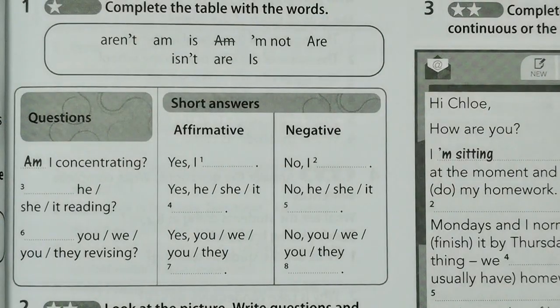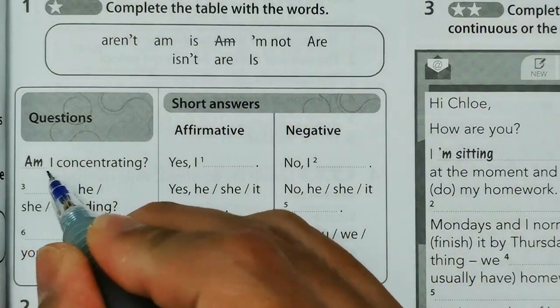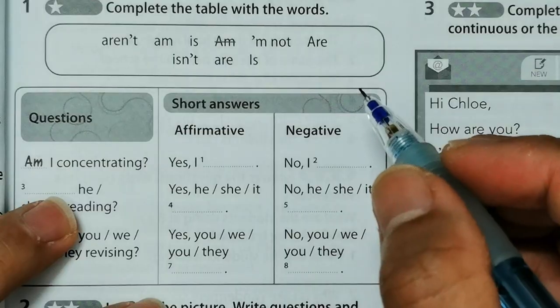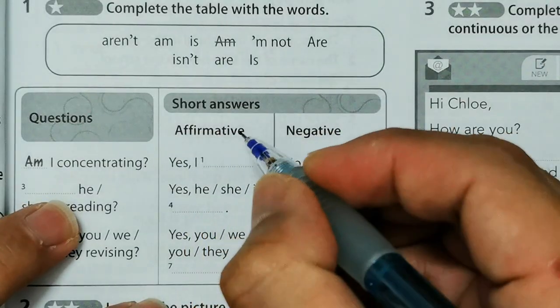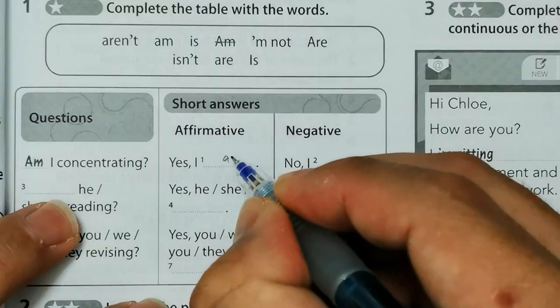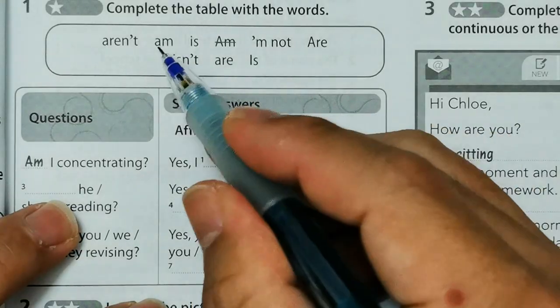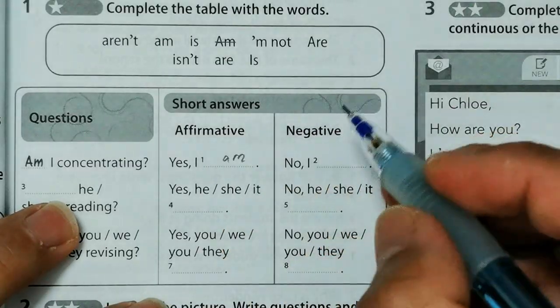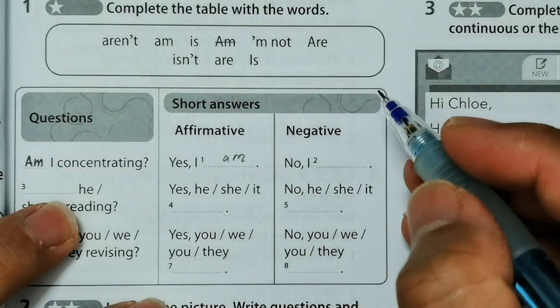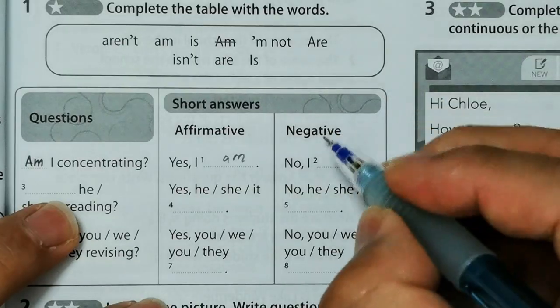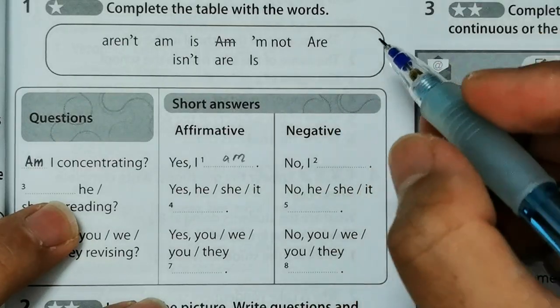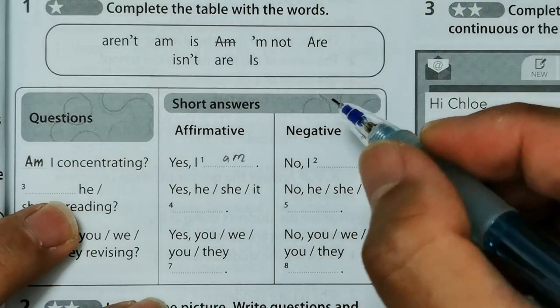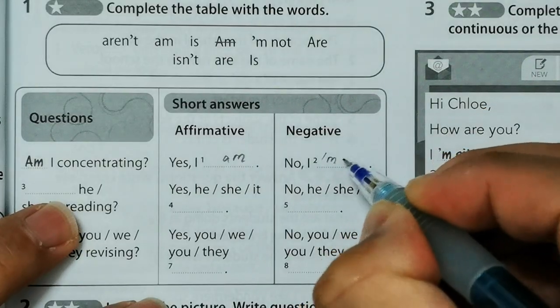So we have short answers. Affirmative meaning positive, and then we have negative. So yes, and then you invert these words here. So am I? Yes, I am. So maybe you can write in the contraction form, but we have this am here. So yes, I am. And then negative, no, I'm not. So I am not, or I'm not. So we have apostrophe m, not.